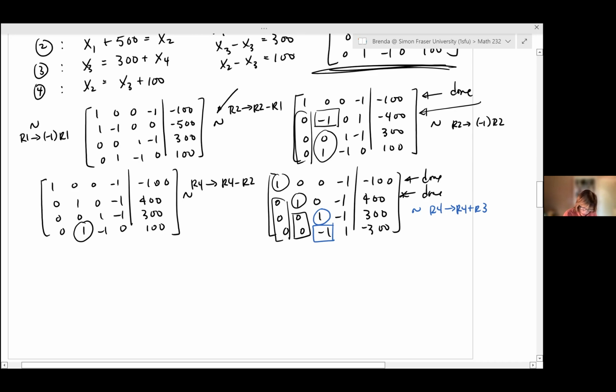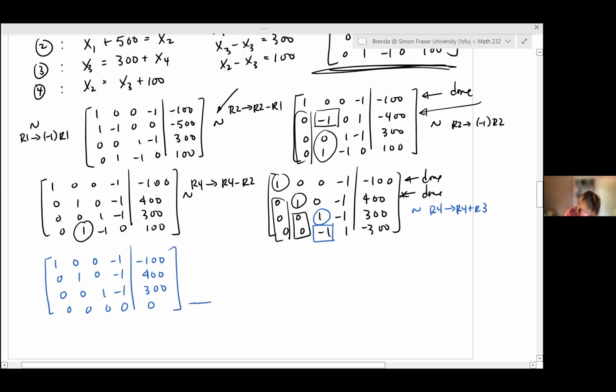Okay, so I'm on row 4 plus row 3. That gets me this here: 1, 0, 0, minus 1, minus 100, and 0, 1, 0, minus 1, 400, 0, 0, 1, minus 1, 300, and a full row of zeros here. Okay, so we're now in a situation where we can stop.